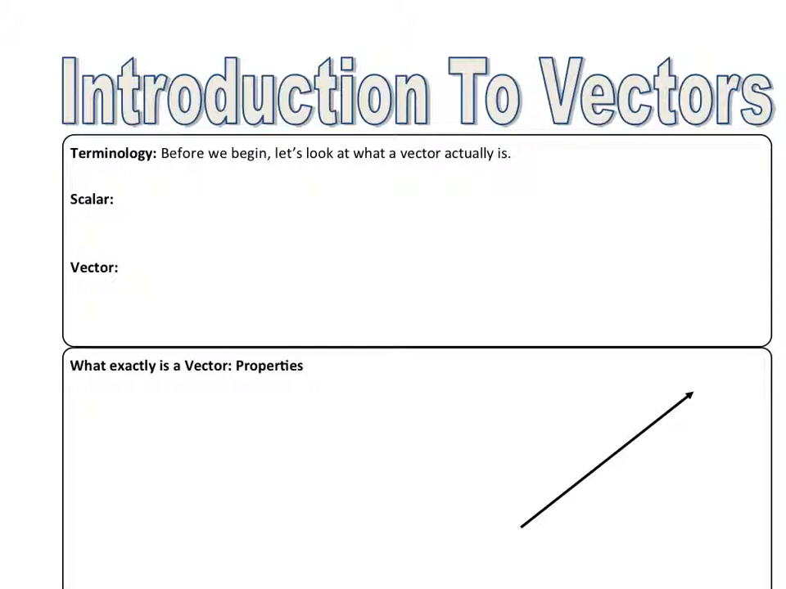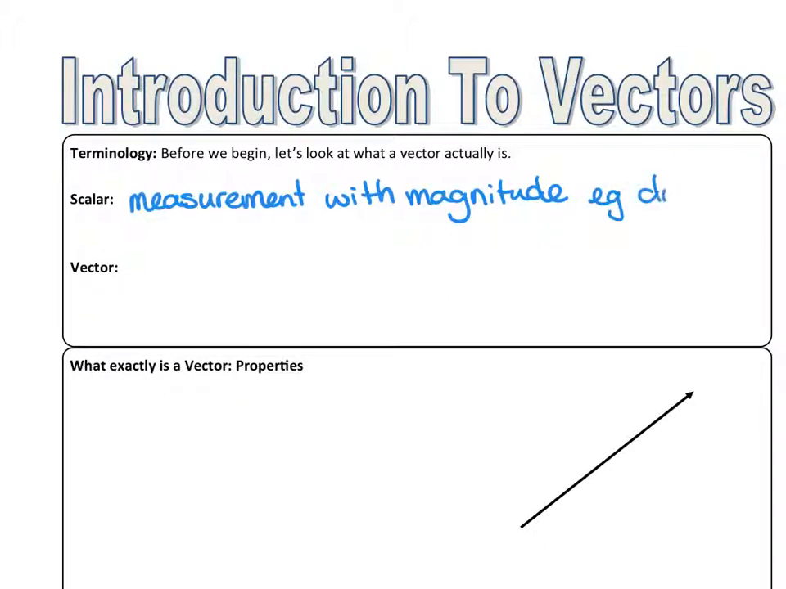I want to first start with what actually is a vector. So before we begin, we're going to look at what it actually is. There's two different terms I want you guys to know for this lesson. The first one is a scalar, and this is kind of what we're used to using most of the time. A scalar is a measurement with magnitude. And in most of our cases for this and our real life examples, it's going to be something like length or distance. So example, distance.